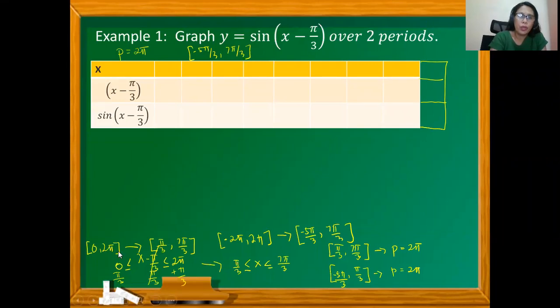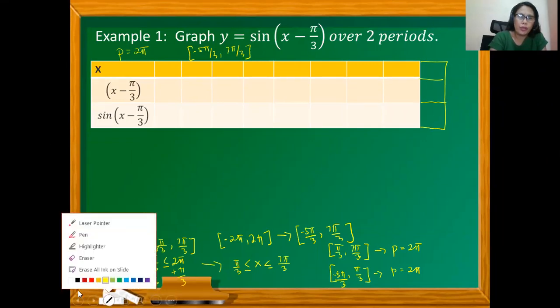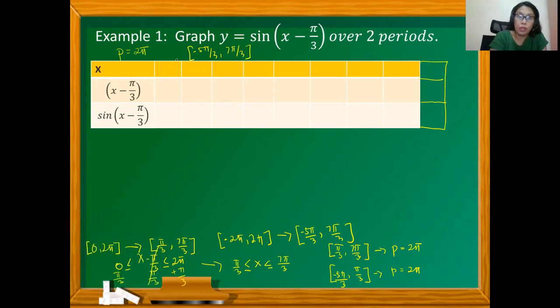So we will start with the first value of the x coordinate, which is the lower boundary, negative 5 pi over 3. And then we will be adding pi over 2 cumulatively until 7 pi over 3. So negative 5 pi over 3 plus pi over 2 is negative 7 pi over 6, plus pi over 2 again, so we have negative 2 pi over 3.